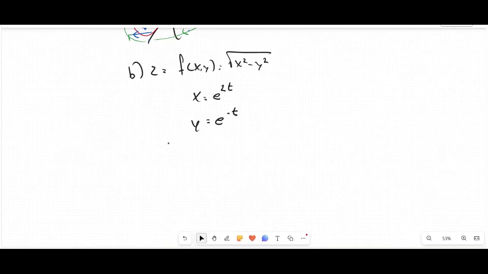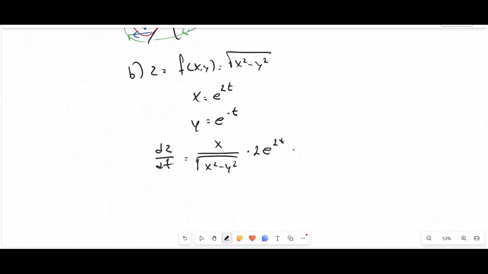So let's just really quickly do this. dz dt is, first I differentiate f with respect to x. I'm going to do this quickly now. x over the square root of x squared minus y squared. This is the chain rule. The 1/2 comes down, you differentiate the inside, you get 2x, the 2's cancel. And so that right there is f sub x, the derivative with respect to x. I need to multiply this by dx dt. That's just 2e to the 2t.